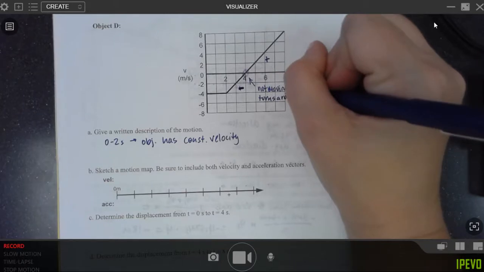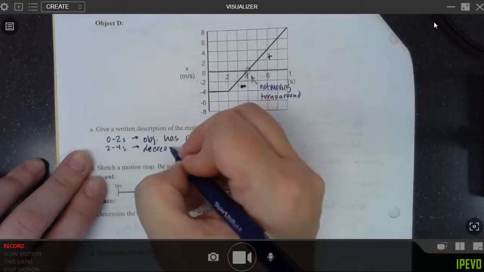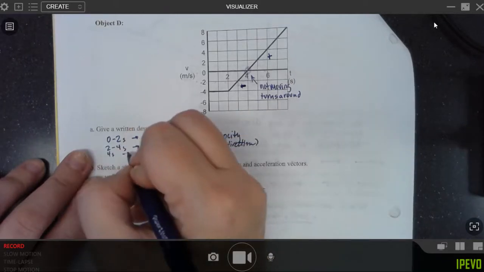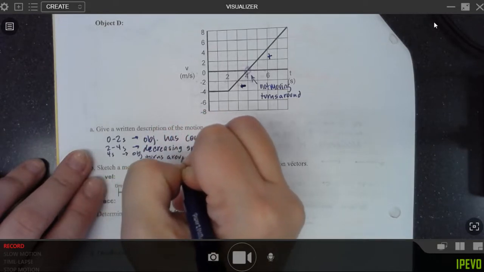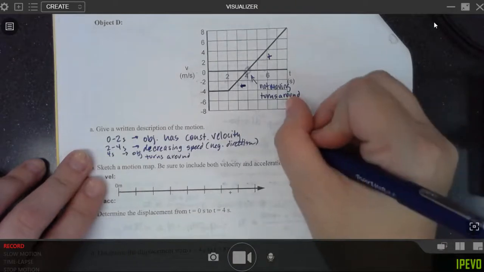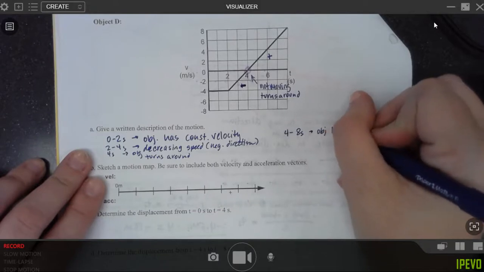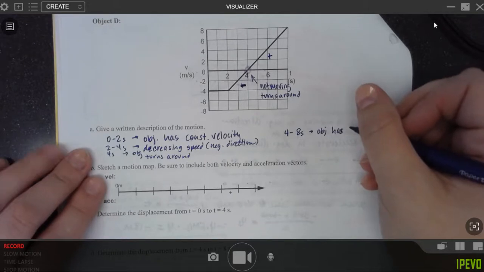So from 2 to 4 seconds, I have a decreasing velocity, or decreasing speed, but still in the negative direction. I'm going to say at 4 seconds, my object turns around. And then from 4 to 8 seconds, the object, you can either say it accelerates in the positive direction or it has an increasing speed in the positive direction.